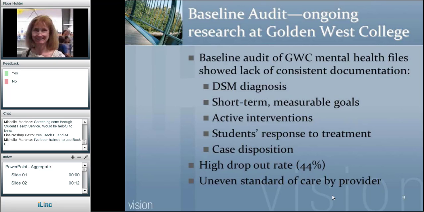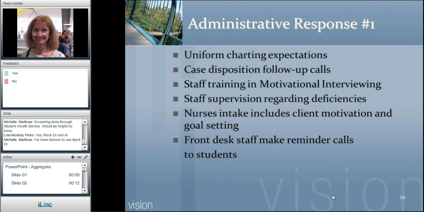So the first response was administrative, establishing uniform charting expectations for everyone, including nurses who were doing intake and the mental health therapists. Case disposition follow-up calls, which means calling after no-shows. And then the nurses were trained in motivational interviewing, as were the other mental health therapists who were not familiar with that. And the front desk began to make reminder calls for all appointments.